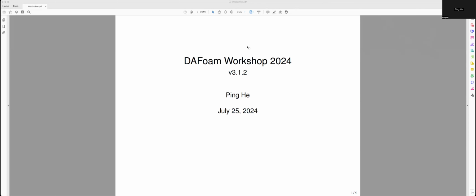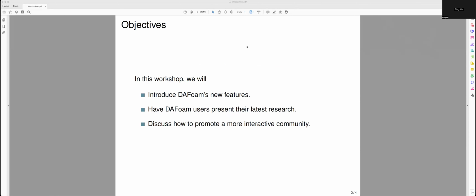All right, let's go to the next slides. Today we have three main objectives for this workshop. First, I will introduce some new features from DAFoam, and then we will have DAFoam users share and present their latest research. And we will also discuss, which I believe is the main topic of this workshop, how to promote a more interactive community.